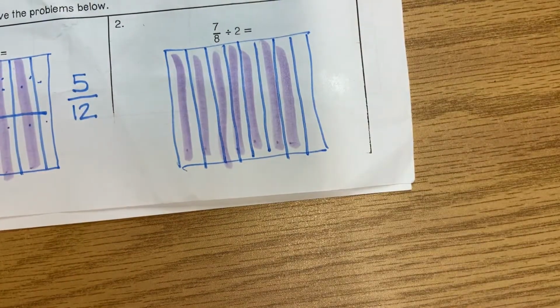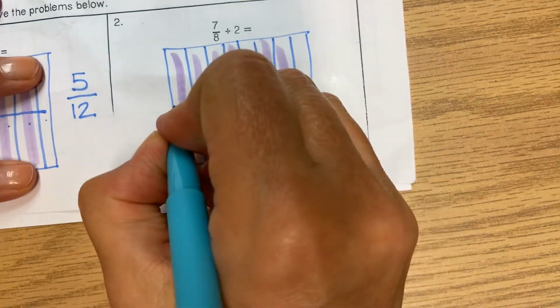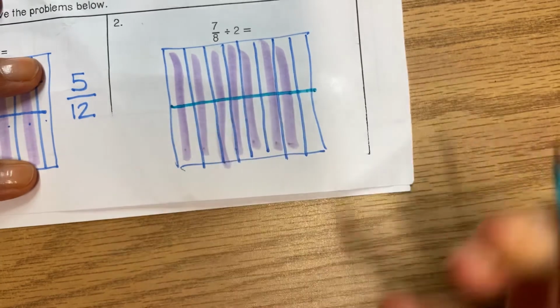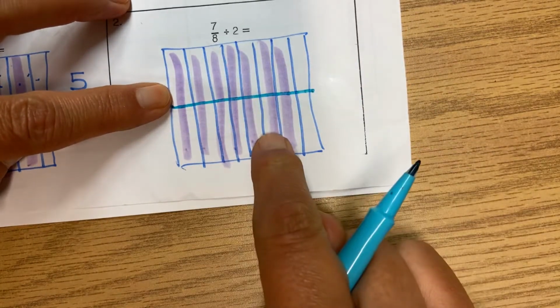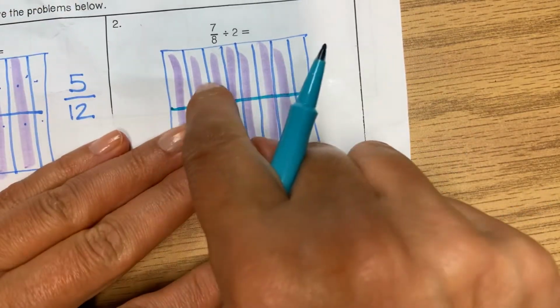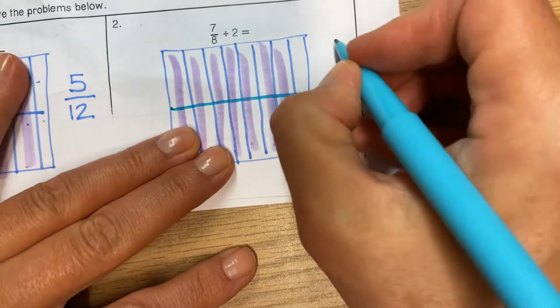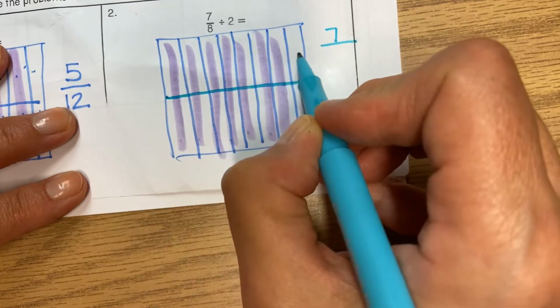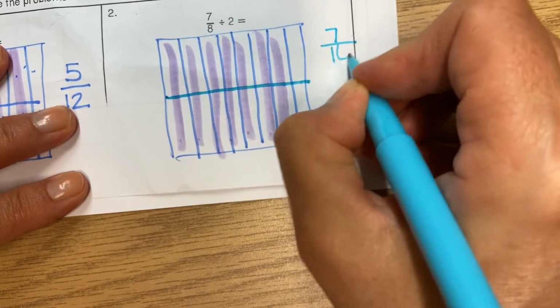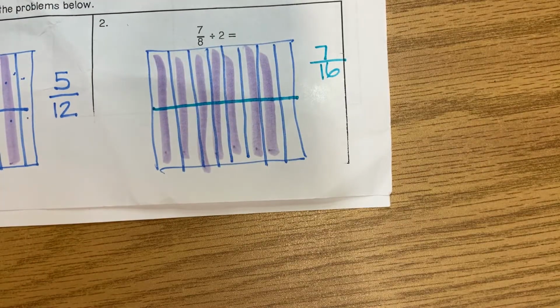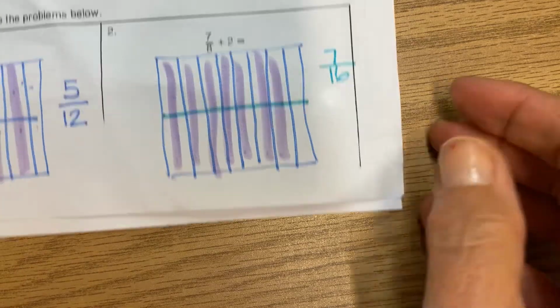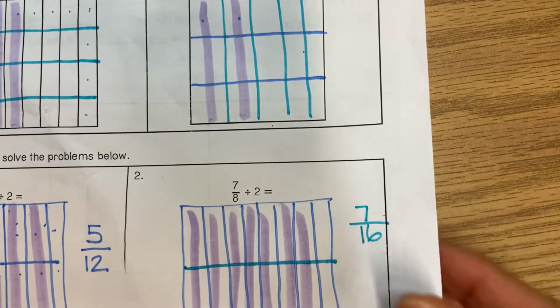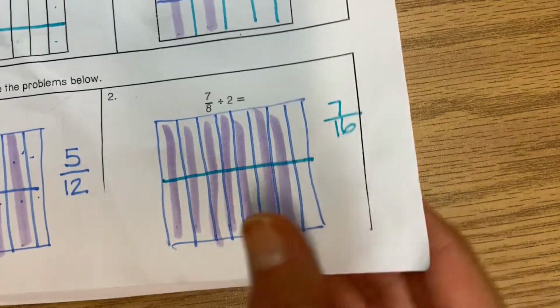1, 2, 3, 4, 5, 6, 7 eighths. But I want to divide it by 2. Each of these are equal. On this one, I have 7 shaded out of, instead of 8 total, I divided it by 2, so I have 16. So my answer is 7/16. All right, that's showing your work with area boxes and a number line model.